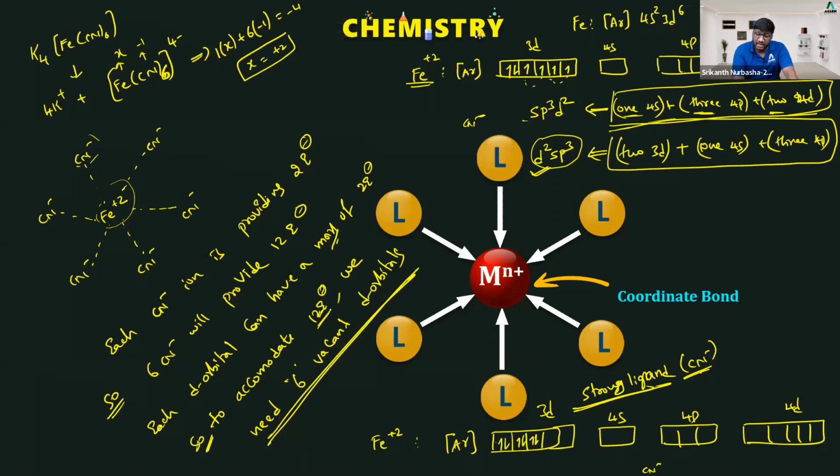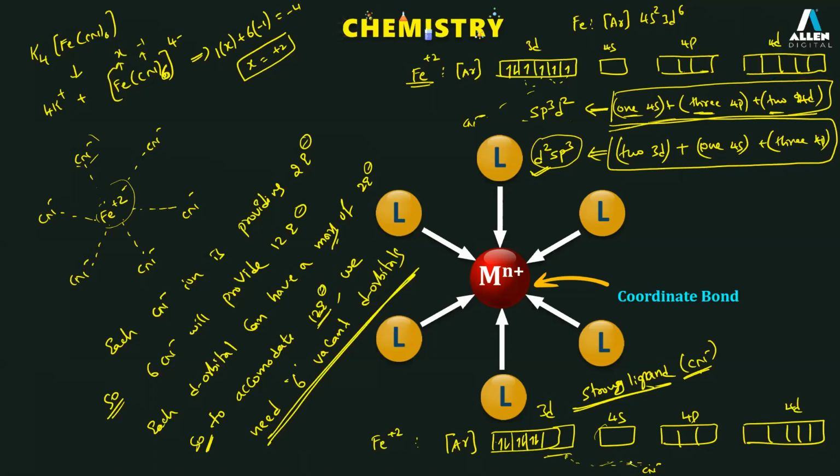CN minus is coming, right? It can repel these inner d electrons and make them pair. And why can't they simply leave these two electrons and start pairing from 4s, 4p, 4d? Because repulsions are high now. Why are they making the pairing happen in the 3d? Why can't they leave the 3d empty and go to 4s, 4p, 4d? Due to the high energy difference between 3d and 4d.